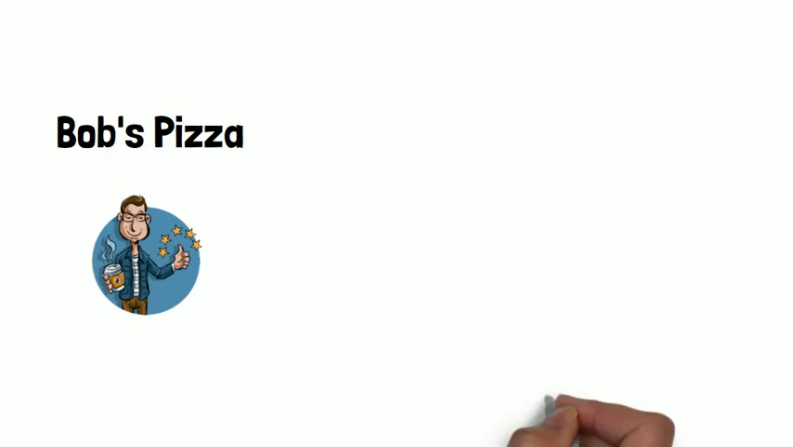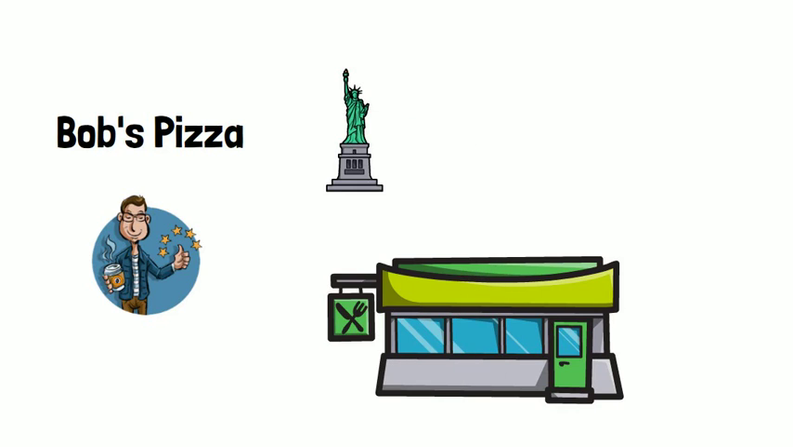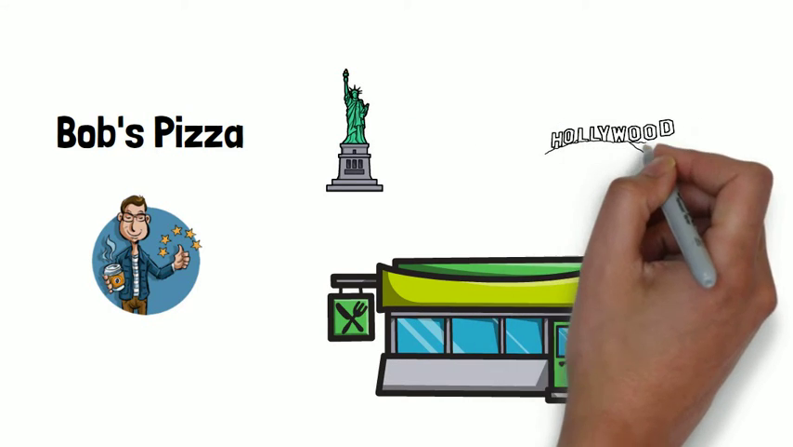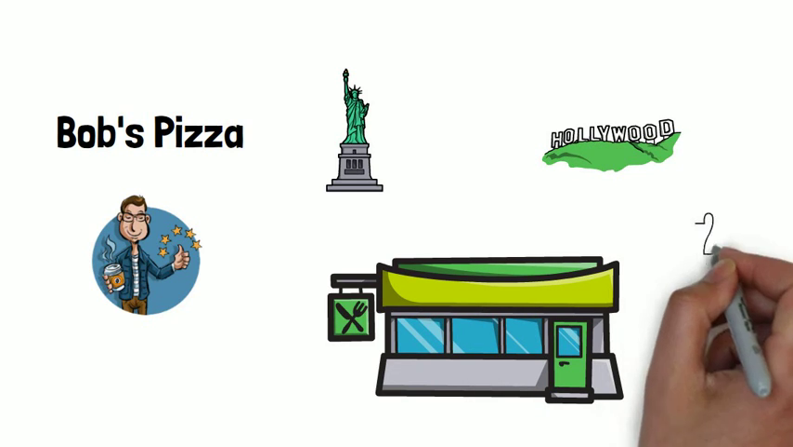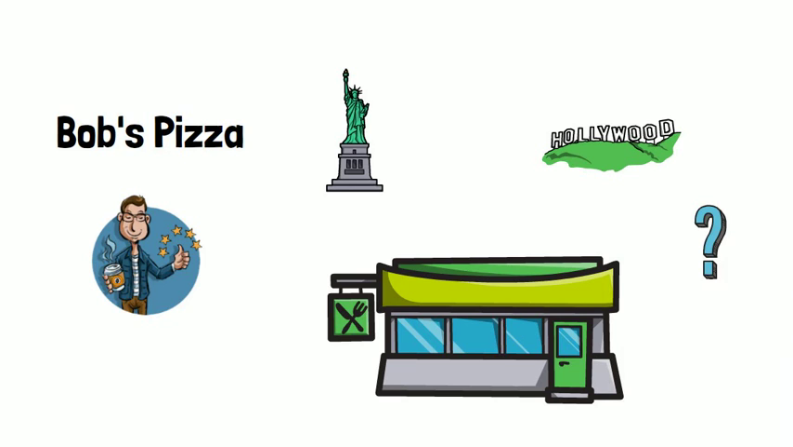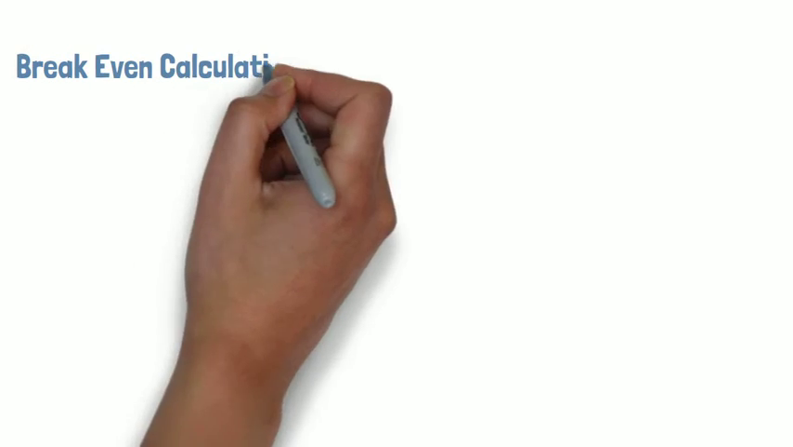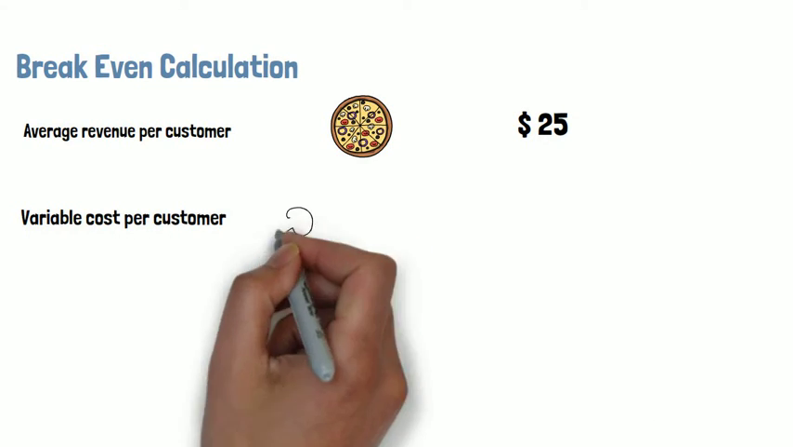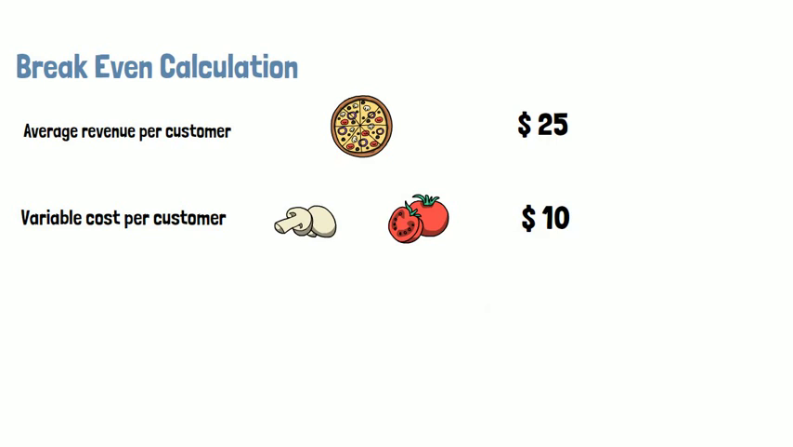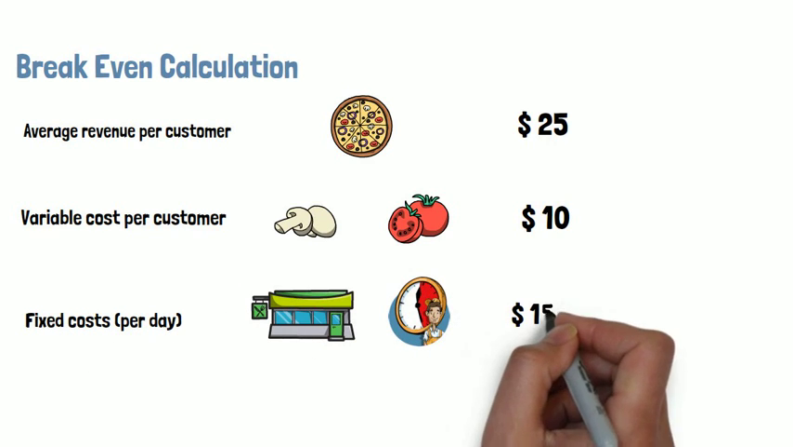Bob's Pizza is an Italian restaurant in Manhattan. Since the restaurant is doing well, Bob is considering opening a new branch in downtown Los Angeles, and he wants to know how many customers a day are needed to break even. The average customer spends $25 for a meal at this restaurant. His variable costs are $10 per meal, and his fixed costs are $1,500 per day.